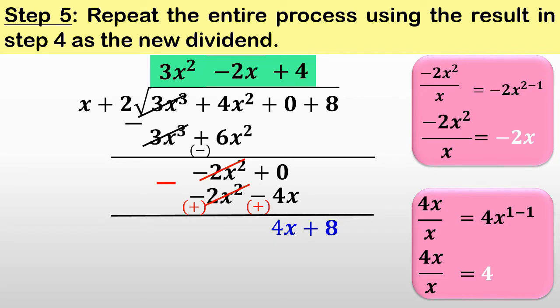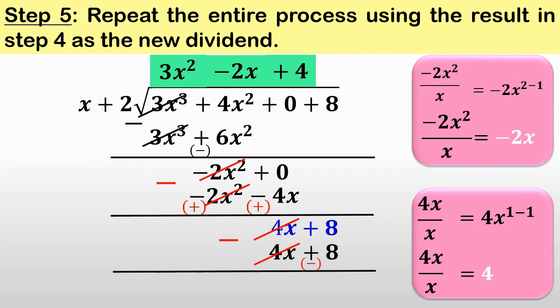Okay, so let's multiply positive 4 to each term of the divisor. 4 times x, the answer is 4x. 4 times 2, the answer is positive 8. Now, let's subtract and change the sign. Okay, positive will become negative. So, let's subtract it. 4x minus 4x cancel out, so it is equal to 0. And 8 minus 8 is equal to 0. So, since it is 0 already, that ends our solution. So, let's proceed for step 6.